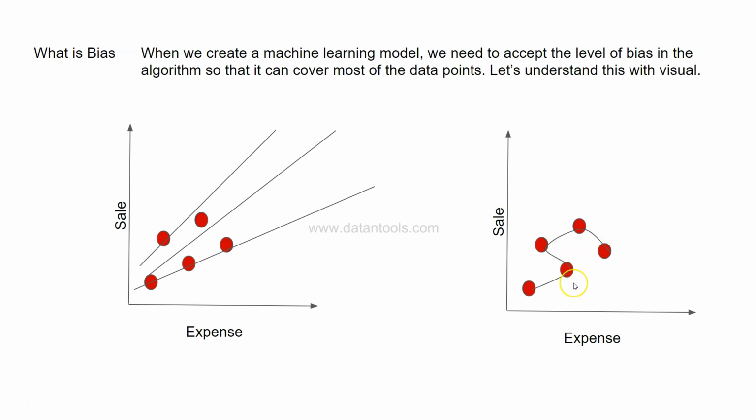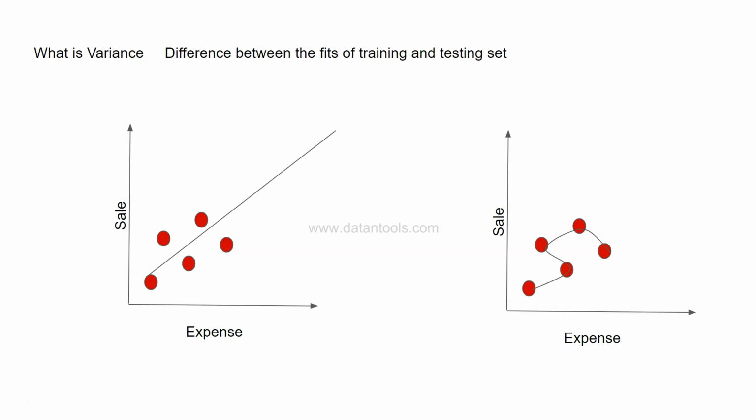So we try to avoid the situation where we are trying to learn each and every data point from the training data very accurately. In that way, you are having a very high influence of training data on your model, which may not result in a good prediction on the unseen or the test data. So let's go ahead and now understand the variance. So what is variance? Variance is nothing but the difference between the fit of training and testing set.